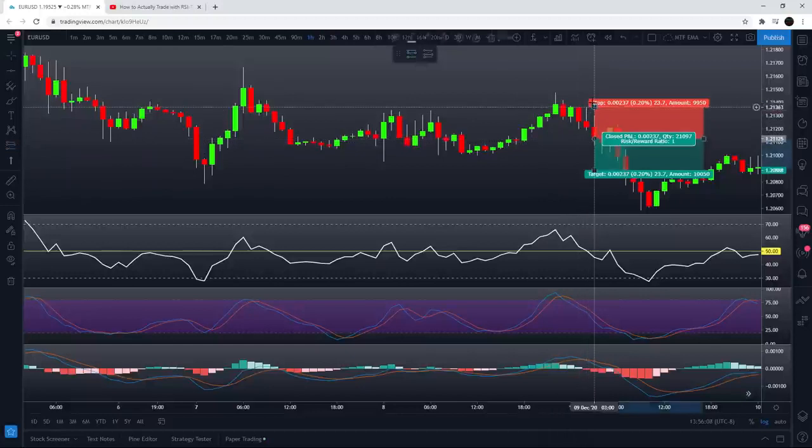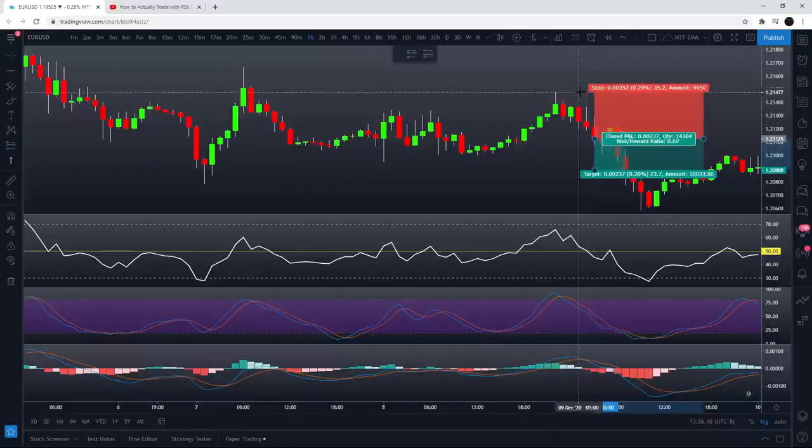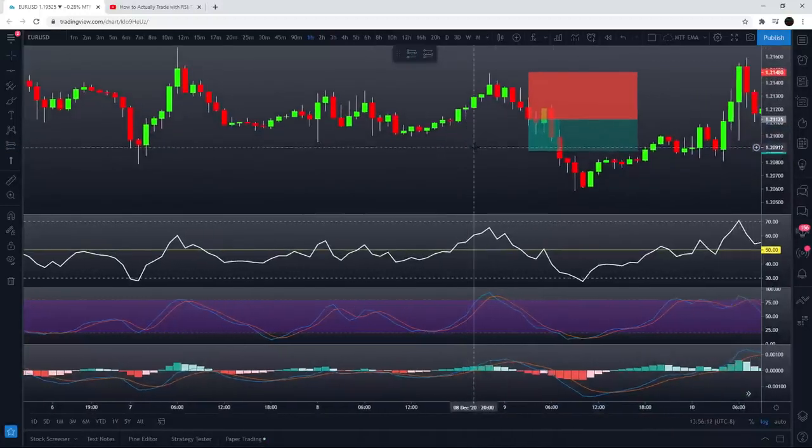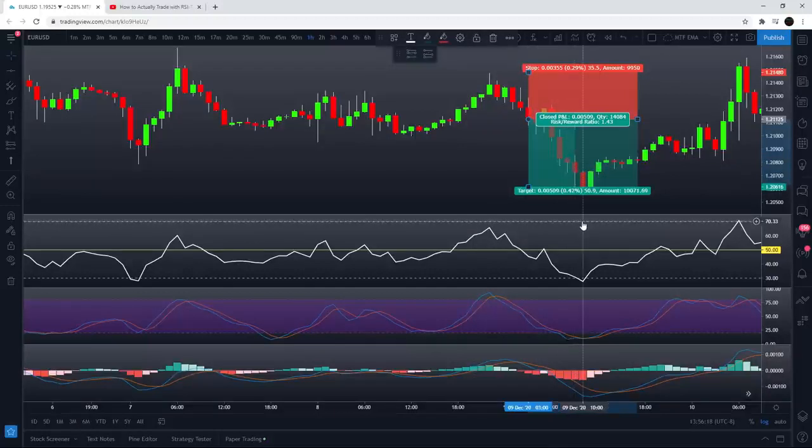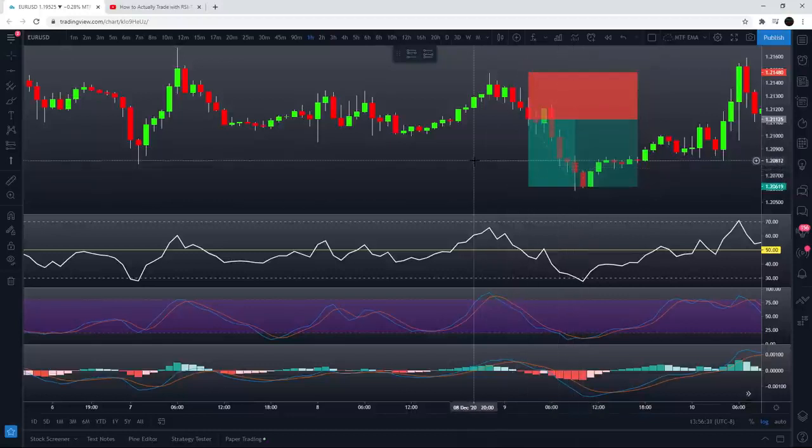Stop loss is going to go just above the swing high. And then we need to take our profit once both stochastic and RSI have gotten oversold, which happens right on the very last candle here. So it looks like it's around a 1 to 1.43 risk reward ratio. Not bad.